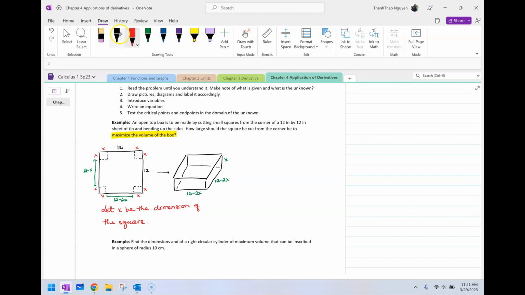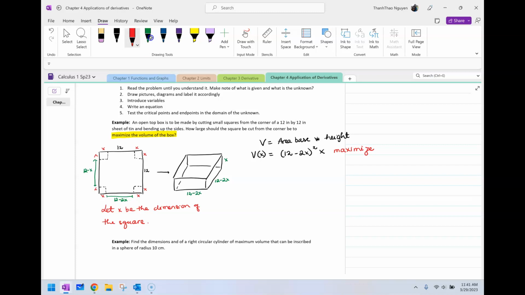Start with the formula. What is the volume of the box? The volume of the box equals the area of the base times the height of the box. The area of the base is 12 minus 2x squared, times the height of the box, which is x. So this is V of x, and we want to maximize it. So let's go ahead and take the derivative to find the maximum of this function.